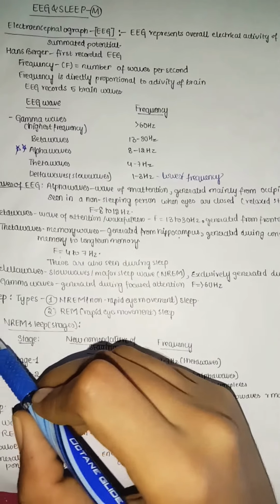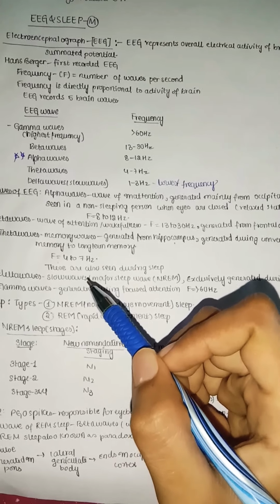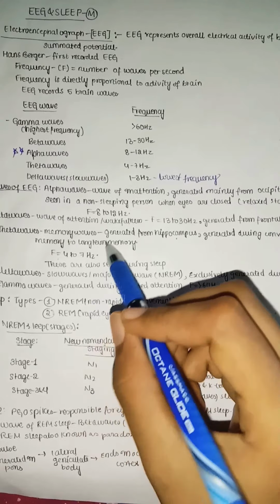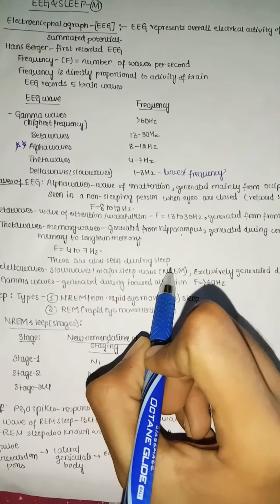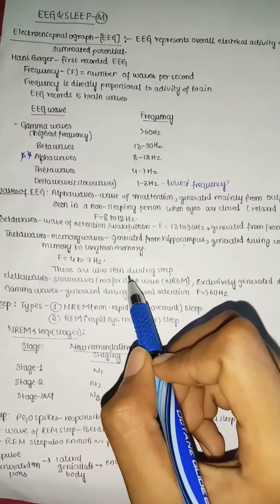The theta waves are formed. So theta waves are formed when we are writing any exam, or when we are recollecting everything. So that is when a theta wave is formed. The frequency here is 4 to 7 as we already discussed. So these are also seen during sleep. Remember, theta waves are also seen during sleep.